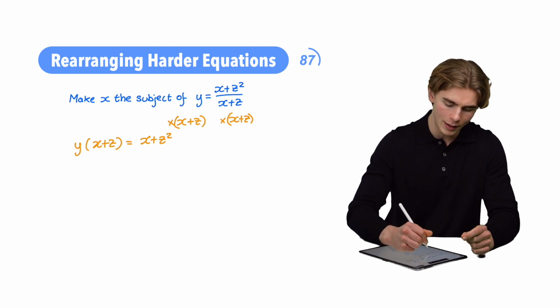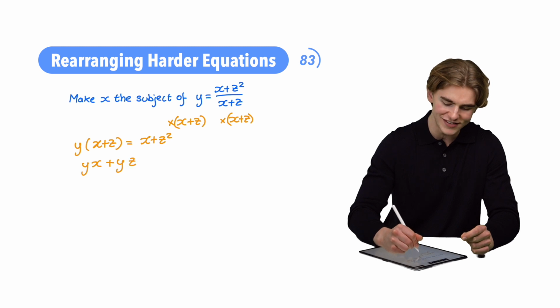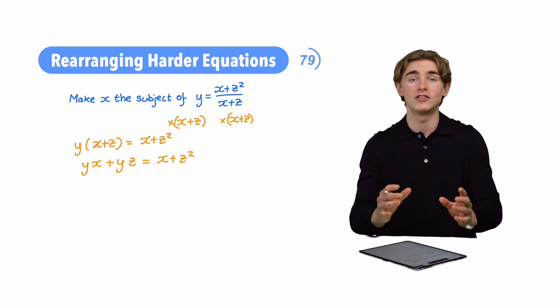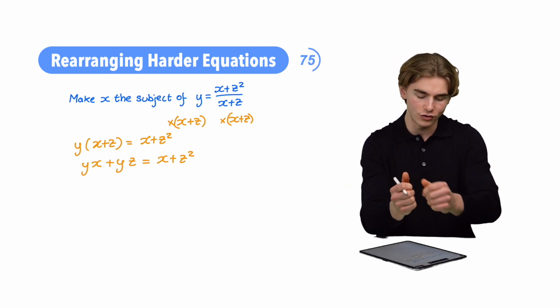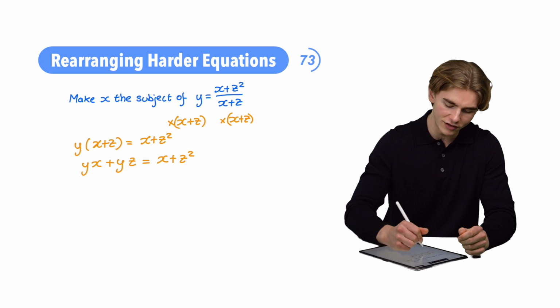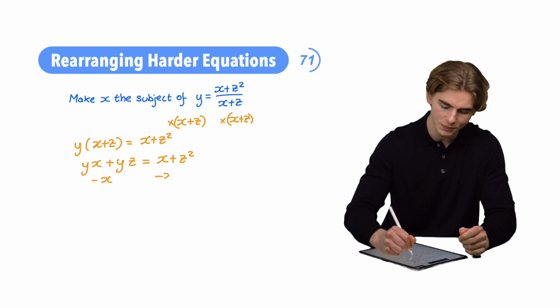So we're going to do y times by x, that's going to be yx, and then y times by z, that's simply going to be yz. That's going to be equal to (x plus z) squared. Now, the next step is going to be to move all of our x's over to one side and all of our other letters over to the other side. Let's do that now. So we're going to subtract x from both sides. That's going to move this x over to the left-hand side.